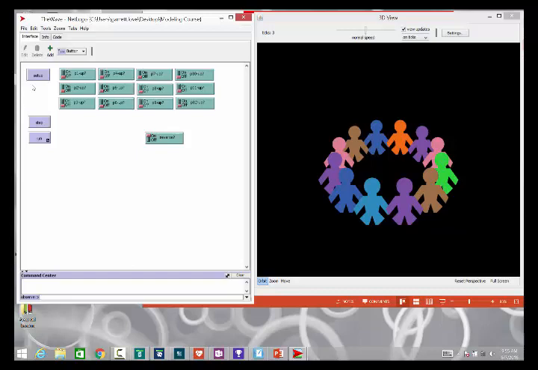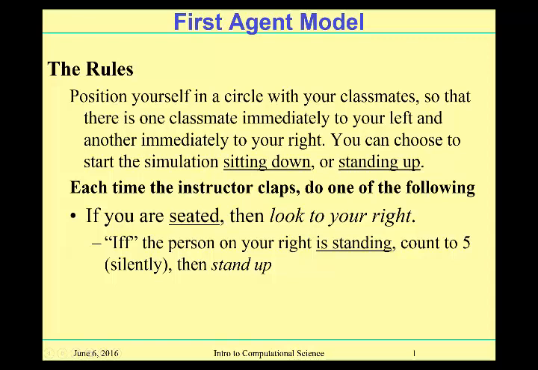Notice these initial conditions don't seem to lead to very much interesting behavior. What's happening here? Well, everybody's sitting down. Is everybody applying the rules? Well, if you remember what the rules are, right now everyone is seated. So everyone is seated, looking to their right, and I'm guessing that none of you see anybody standing up. So you don't have to do anything. You were just staying seated.